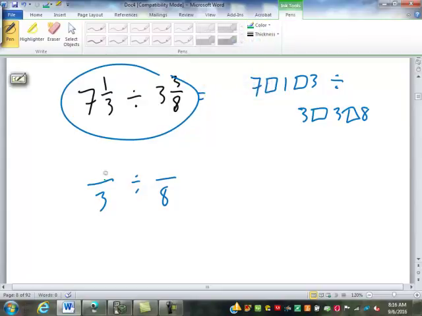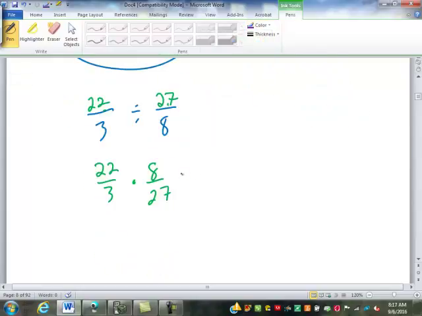So what's going to go up here? 22, and up here? 27. So we're going to keep this one the same. We never changed the first one. This one flips to be 8 over 27. Then what? Well, we can't reduce them. We're going to multiply. 22 times 8 is 176. 3 times 27 is 81. So we get 2 and 14 over 81.